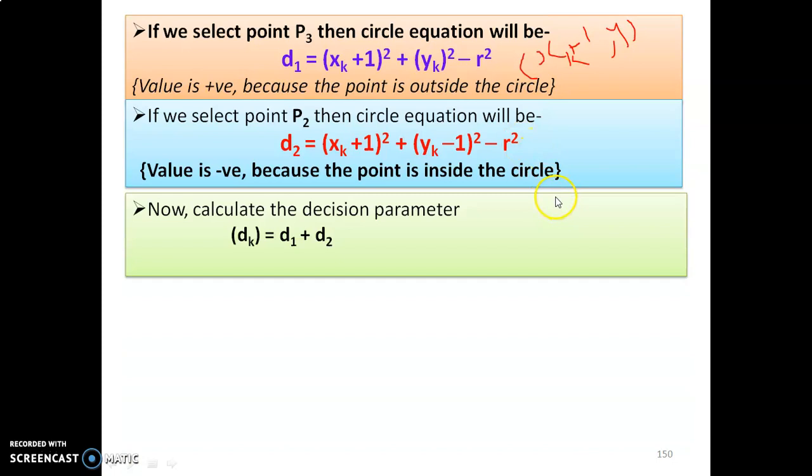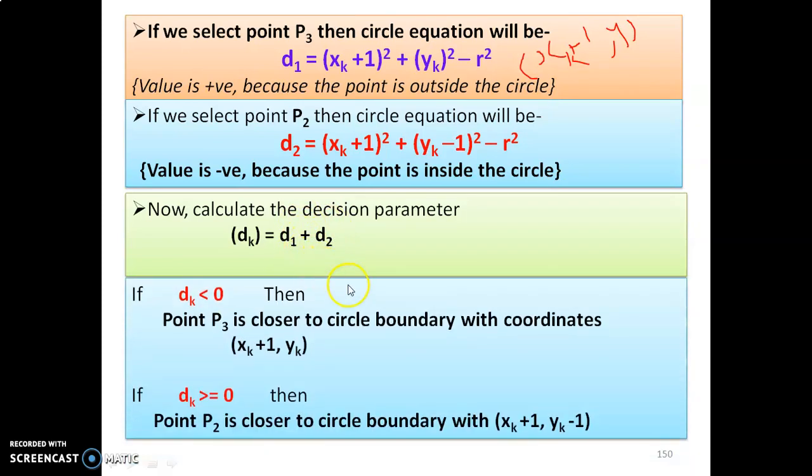So now let us calculate the decision parameter. Every decision parameter is calculated by using D1 plus D2. When the D2 magnitude is greater, that means dk is less than 0. D2 is greater means D1 is small. So we are plotting the P3 pixel.